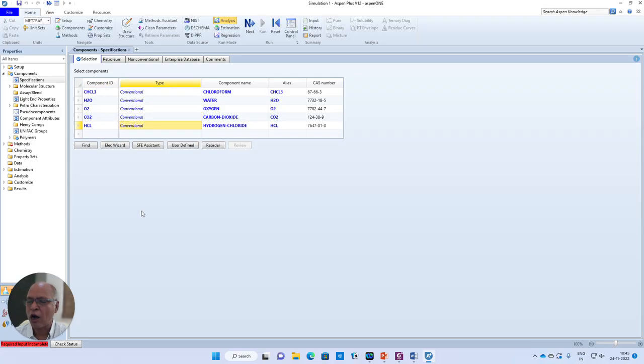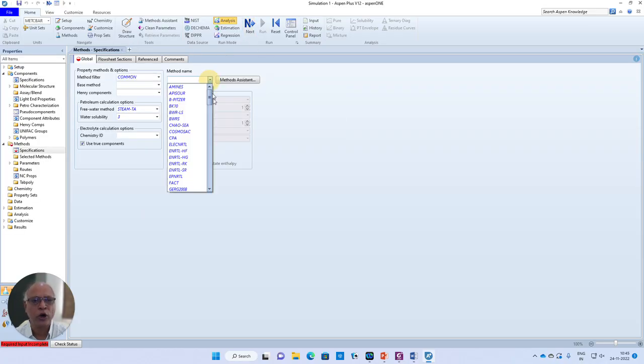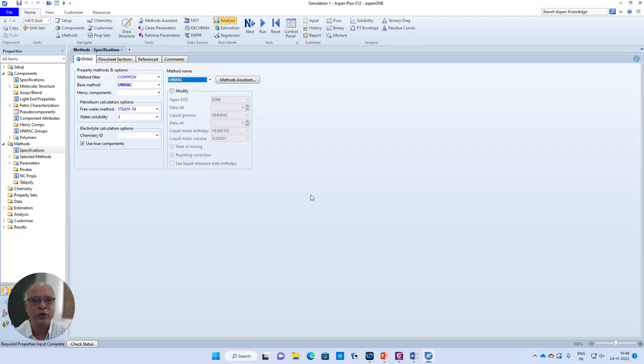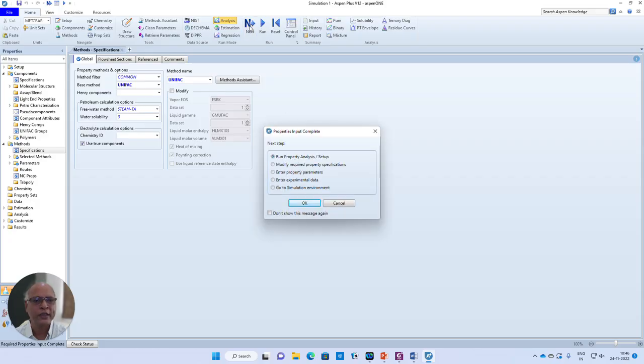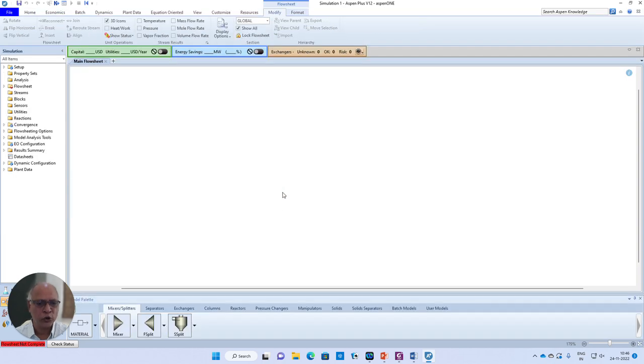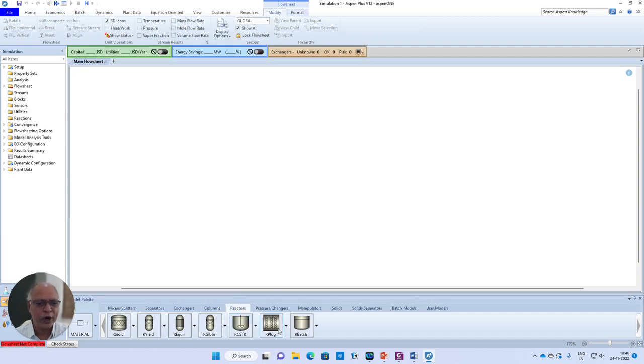So having defined the components, you can go to the next input step, choose a property model. We were given that UNIFAC is the preferred model for this problem. So let me choose UNIFAC, go to the next step, simulation environment, and create your flow sheet. The flow sheet is a simple reactor, a plug flow reactor, and output.